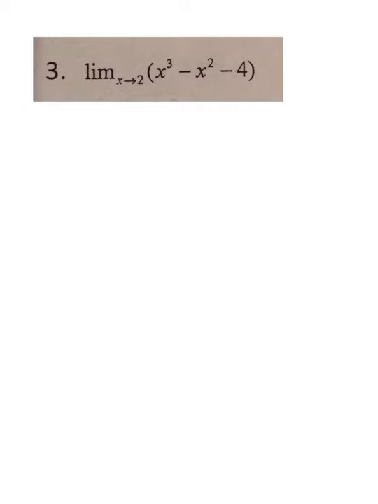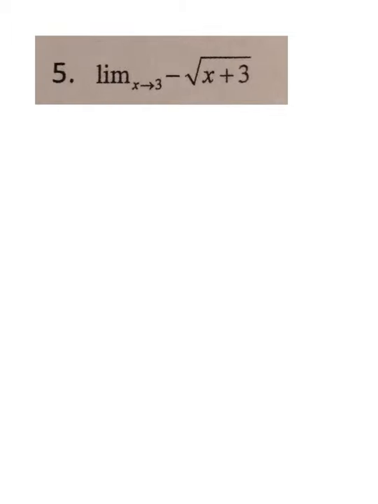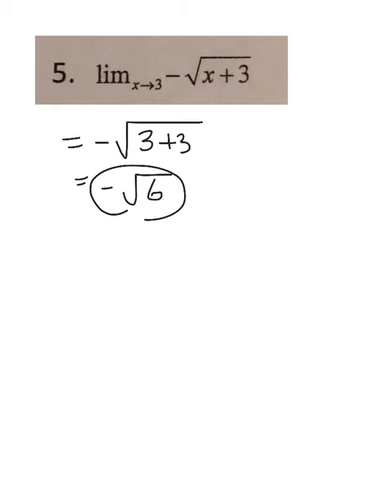So I'm going to do 2 cubed minus 2 squared minus 4, and then I'm just going to work that out. So this is going to be 8 minus 4 minus 4, so my answer is 0. Pretty straightforward, right? All right, now I'm going to do the same thing with number 5. So I'm going to plug in a 3. So 3 plus 3, and that is going to give me the negative square root of 6.